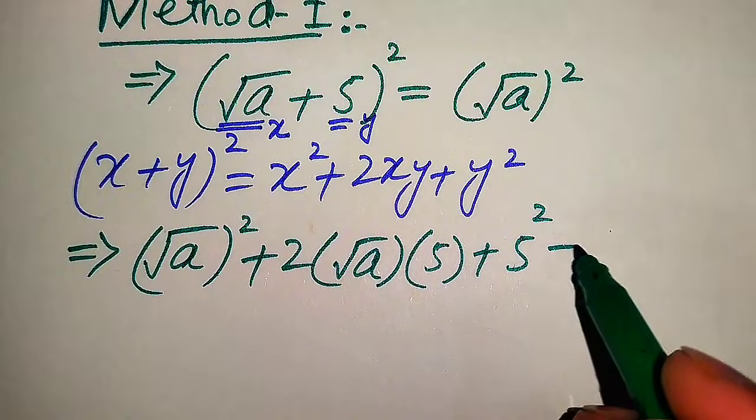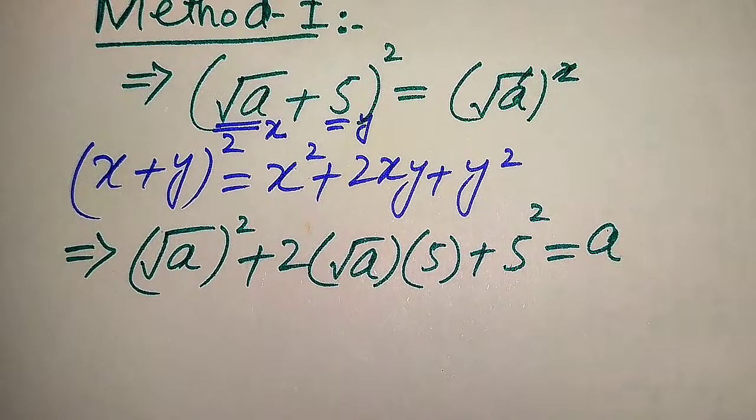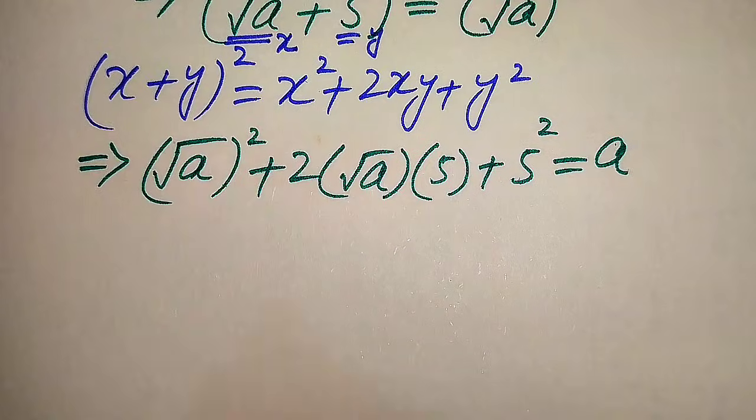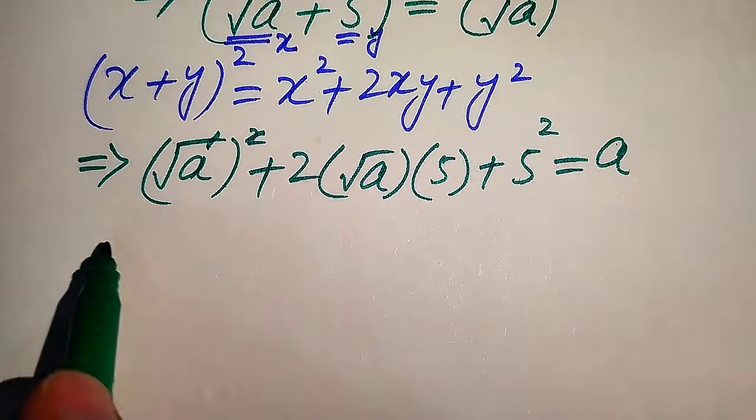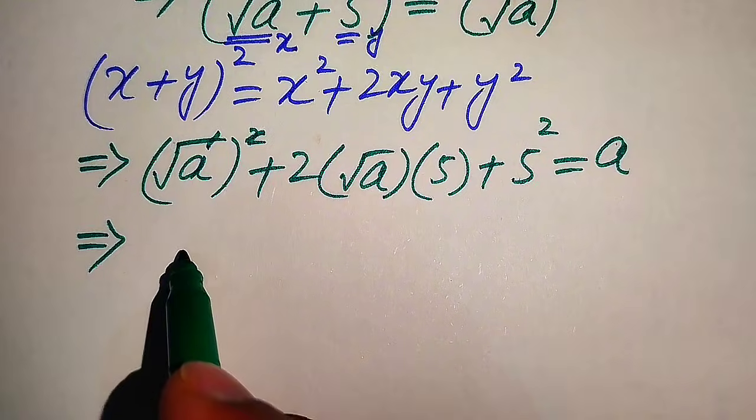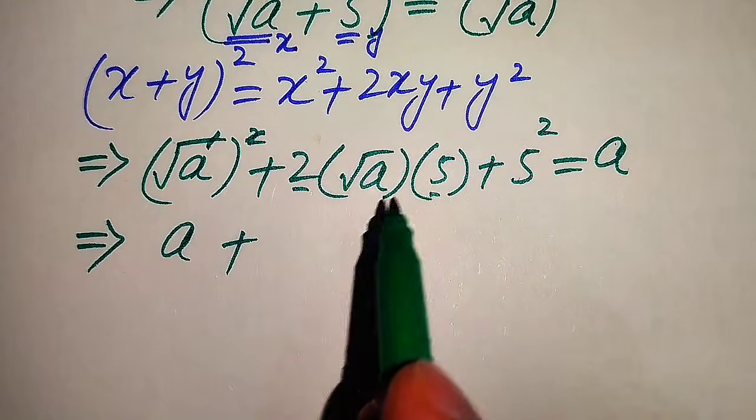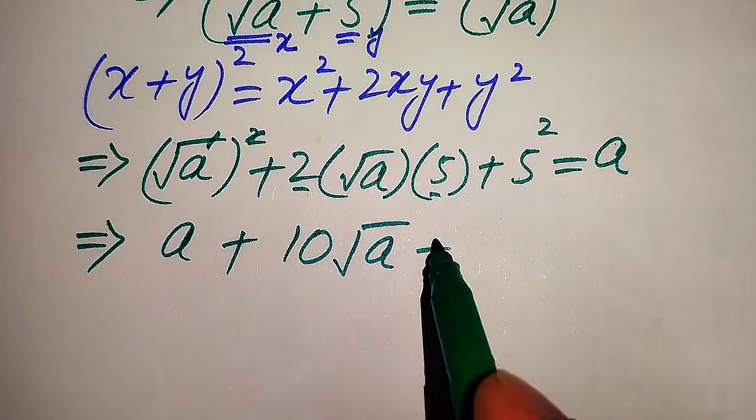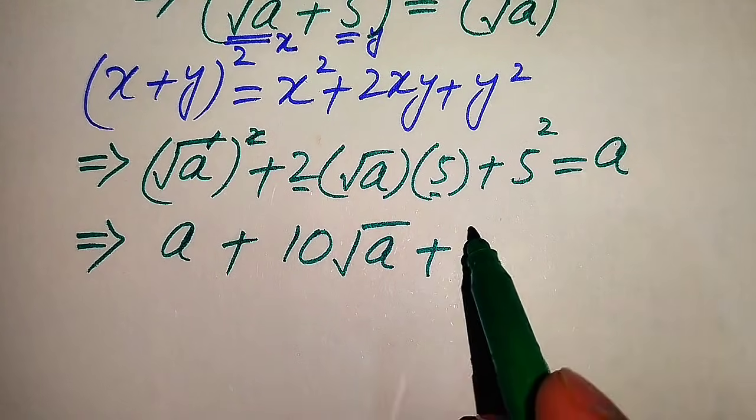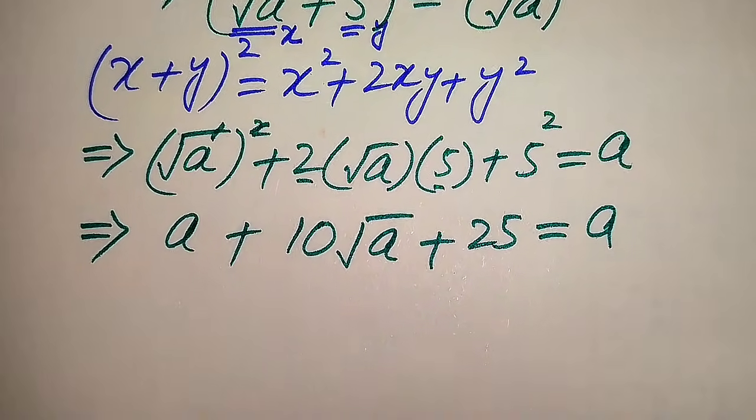Y is 5 square, is equal to, this 2 and this square root are cancelled out by each other, and we get here a only. And now in the next step we need more simplification, and you see here these 2 and this square root are cancelled out by each other, and we get here a only. Plus here we have 2 times of 5 becomes 10 times of square root of a, plus this 5 square becomes 25, is equal to a.